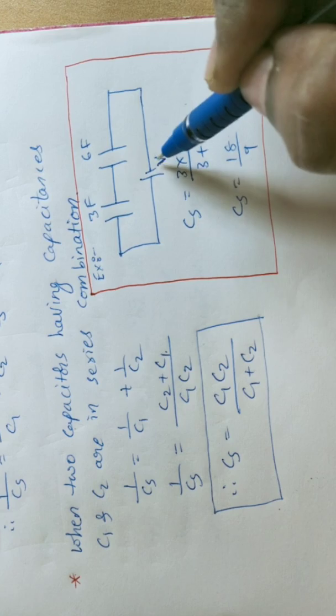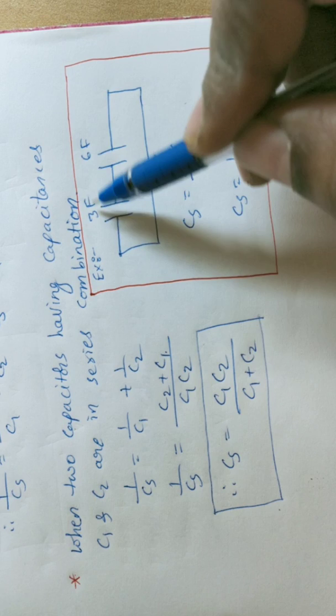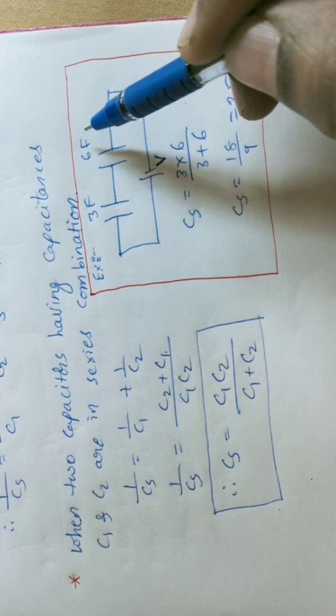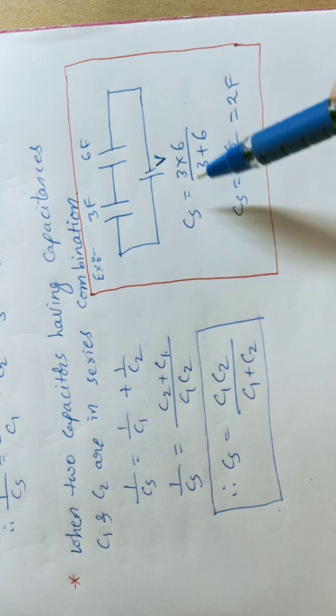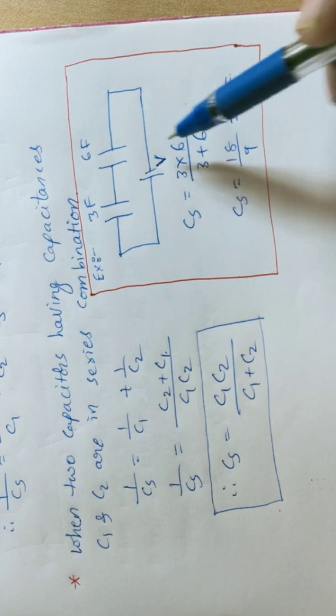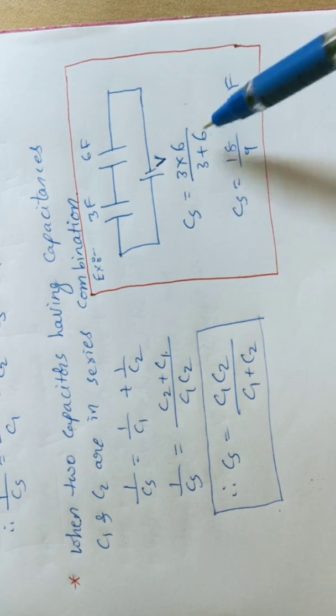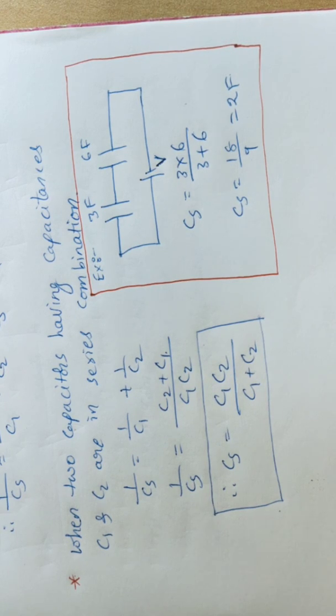In that circuit, two capacitors are taken. The first capacitor has a capacitance of 3 farads, and the second capacitor has 6 farads. Here we have the formula Cs = C1 C2 / (C1 + C2). In place of C1 I take 3, in place of C2 I take 6, divided by 3 plus 6. So 3 into 6 is 18, 18 divided by 3 plus 6 is 9, and 18 by 9 is 2 farads. That is the effective capacitance when 3 farads and 6 farads are connected in series combination.